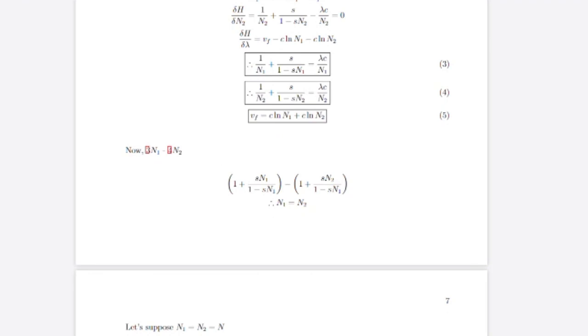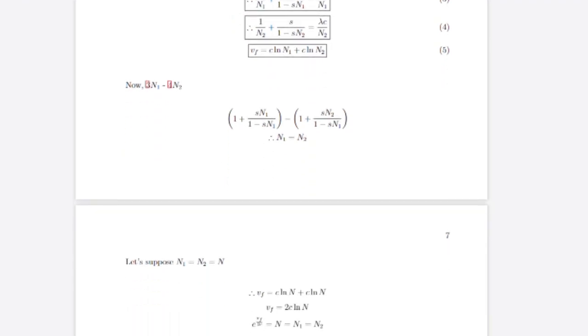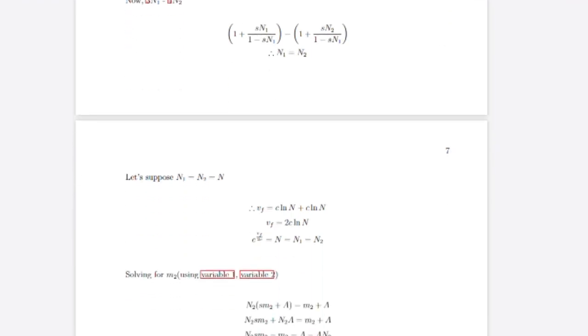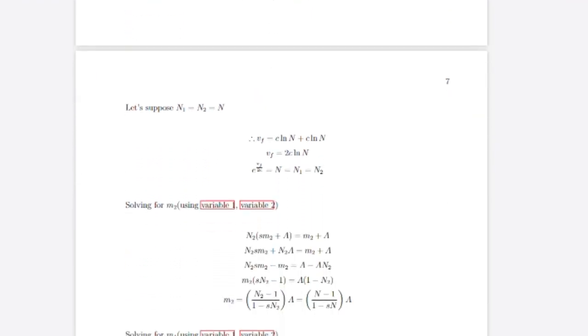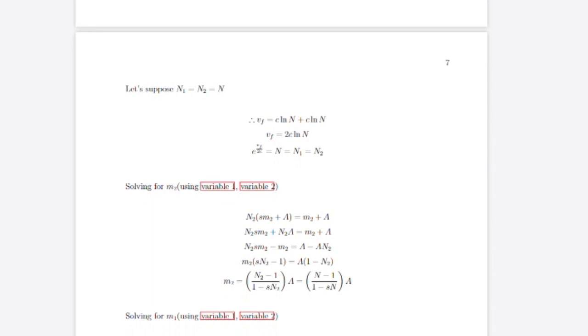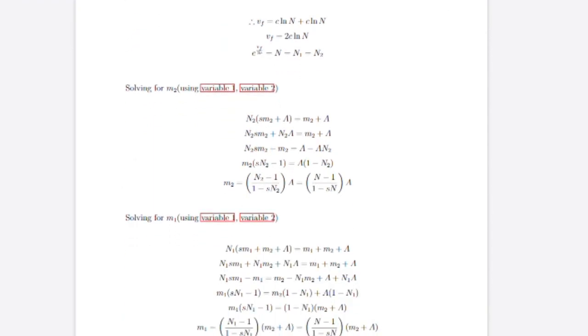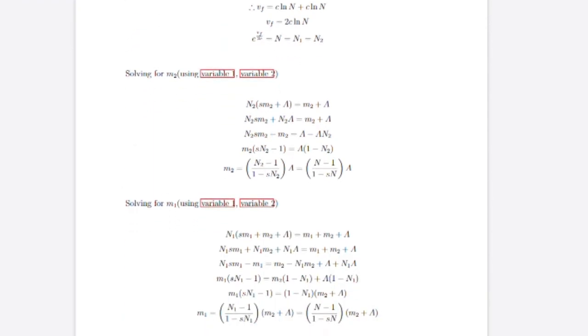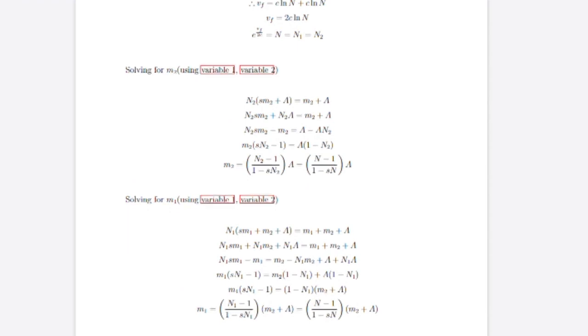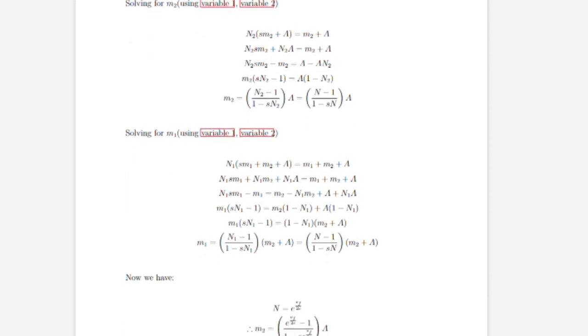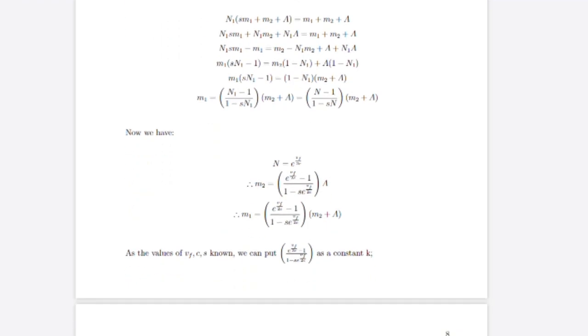So at n1 equals n2 equals n, we will get our optimum mass m0, where m0 will be minimum. So in this equation, Vf equals c ln n plus c ln n, which will finally give us n equals e power Vf by 2c. If we further substitute n equals e power Vf by 2c in the further equation, we get the following results.